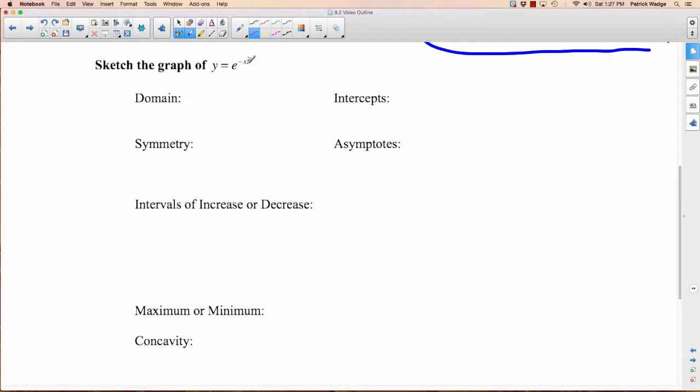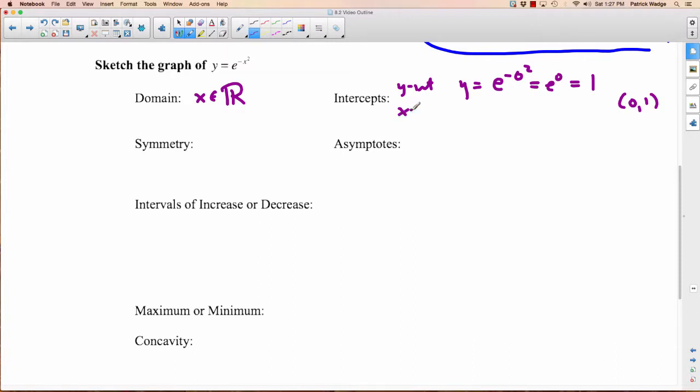The domain. What number could go into this x? Anything can go into this. So x is an element of all reals. The intercepts. Well, to get the y-intercept, you put 0 into the x. So your y-intercept, you would have y equals e to the negative 0 squared. 0 squared is 0, negative 0 is still 0, so you get e to the 0, and e to the 0 is 1. So one of your intercepts is at 0, 1.